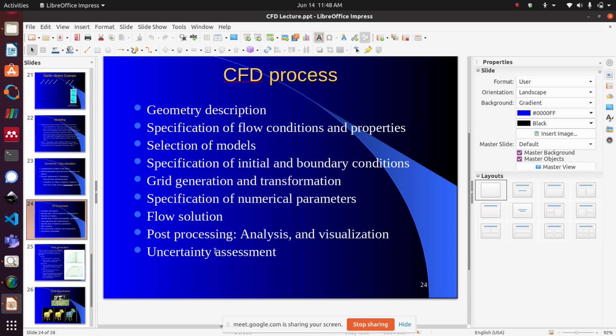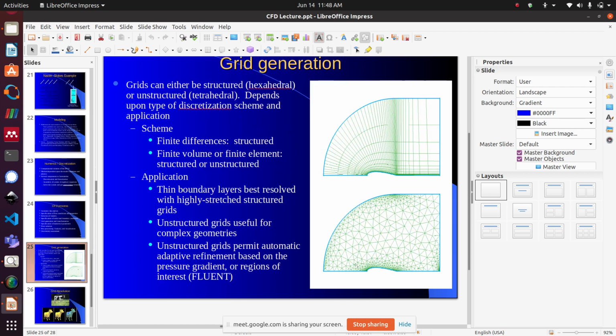After simulation, you analyze your result. It's called post processing. Visualize the result, do uncertainty assessment. So that is basically the process of simulation. Don't worry too much here, we simply talk about it.